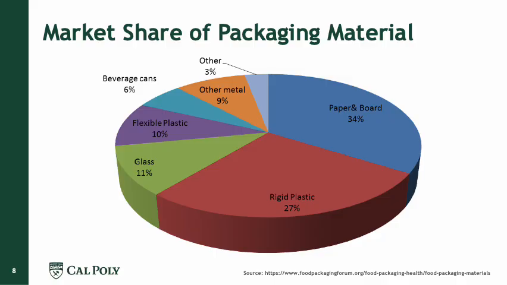Then we have 11%, which is glass, 9%, which is metal, and 6% beverage cans. So both beverage cans and other metal are metal, but they're different types of metal. And then we have other packaging with like 3%, which can be a combination of different materials, what we call multi-layer materials. So it's important to consider that these are the most important packaging materials. And plastic is one of the mostly used packaging materials.